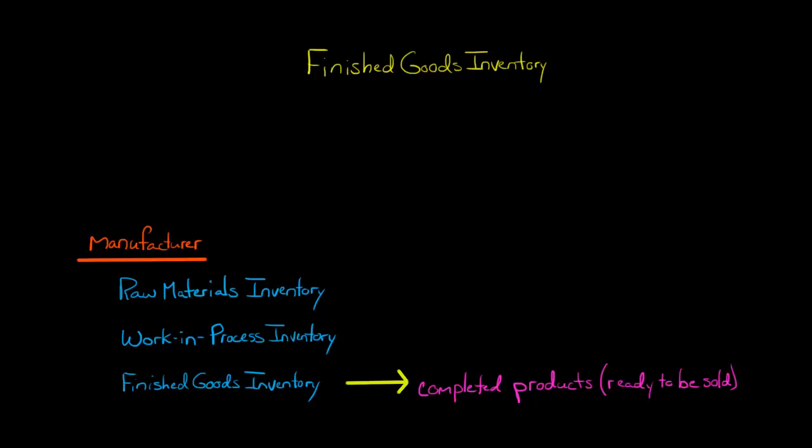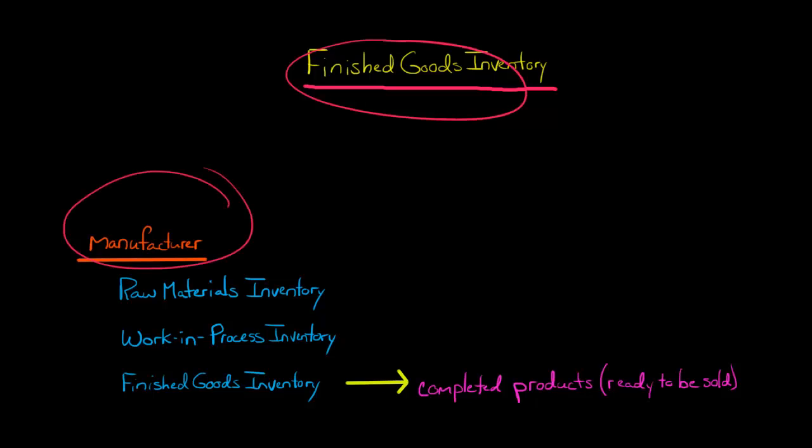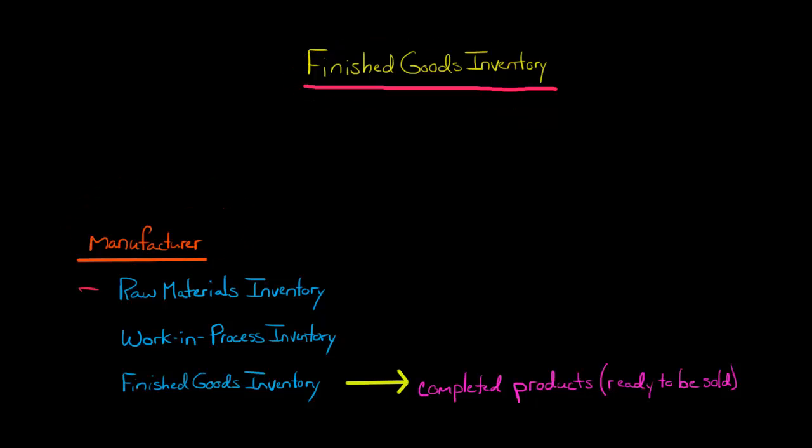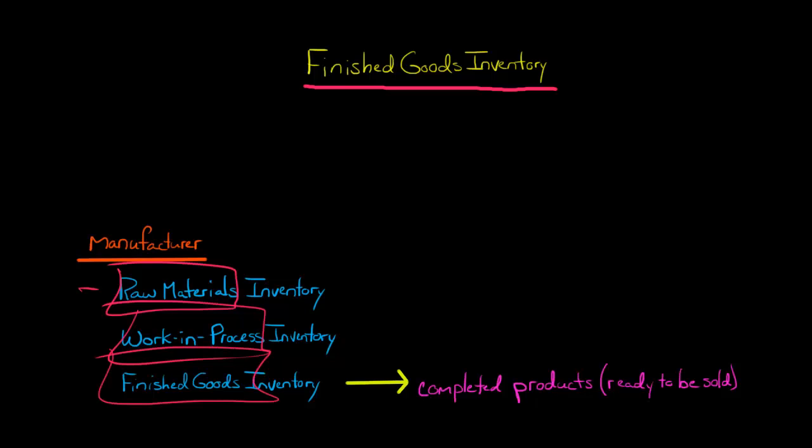In this video, we're going to discuss finished goods inventory. So you would see finished goods inventory for a manufacturing company because remember they have three types of inventory. They have raw materials inventory, work in process inventory, which is partially completed units, and then finished goods inventory.